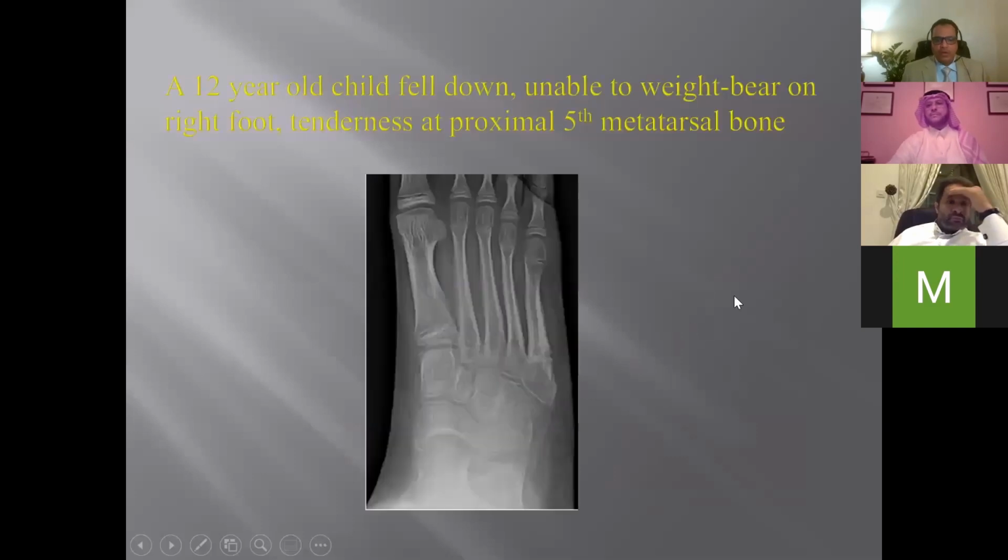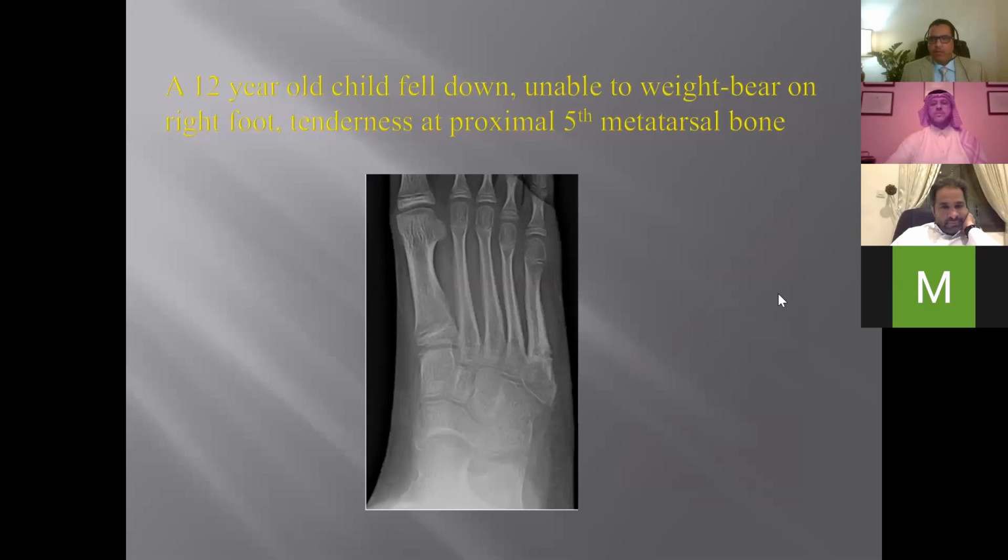Yes. Exactly. I think Dr. Muhammad Abdul Rauf is asking these questions regarding the management of the Jones fracture. Is there any role for a back slab for this patient, or is it always surgery? Maybe, if you can highlight, please.